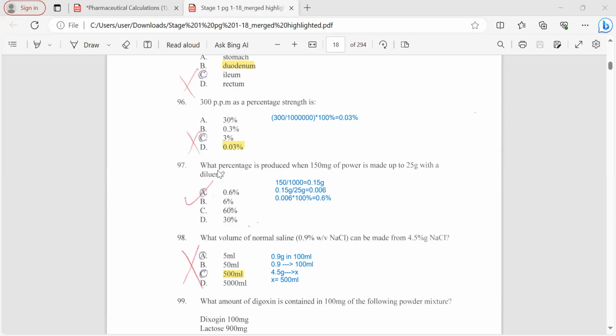From milligrams to grams, the conversion factor is 1,000. So if you're converting milligrams to grams, you divide by 1,000. If you're converting grams to milligrams, you multiply by 1,000. So then basically, 150 milligrams is in 25,000 milligrams, and we want to calculate the percentage strength. So we are calculating how much is in 100 grams so that we can get the weight.